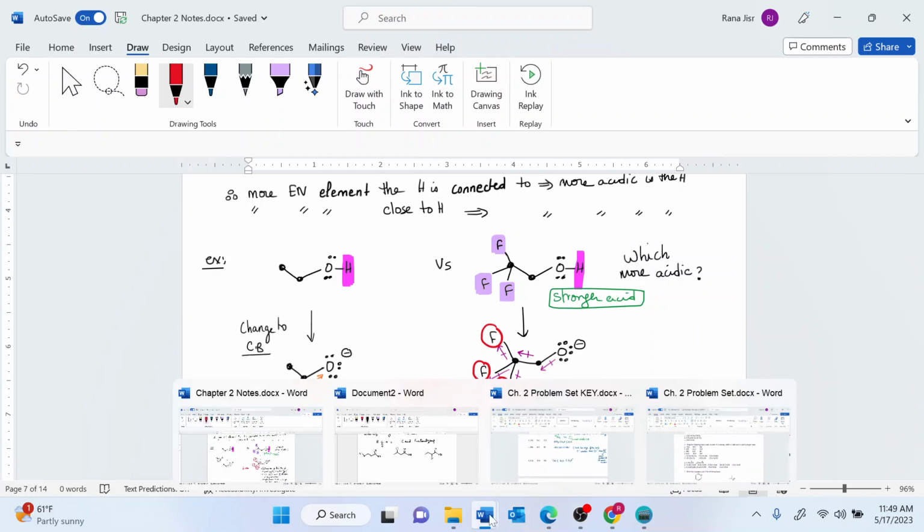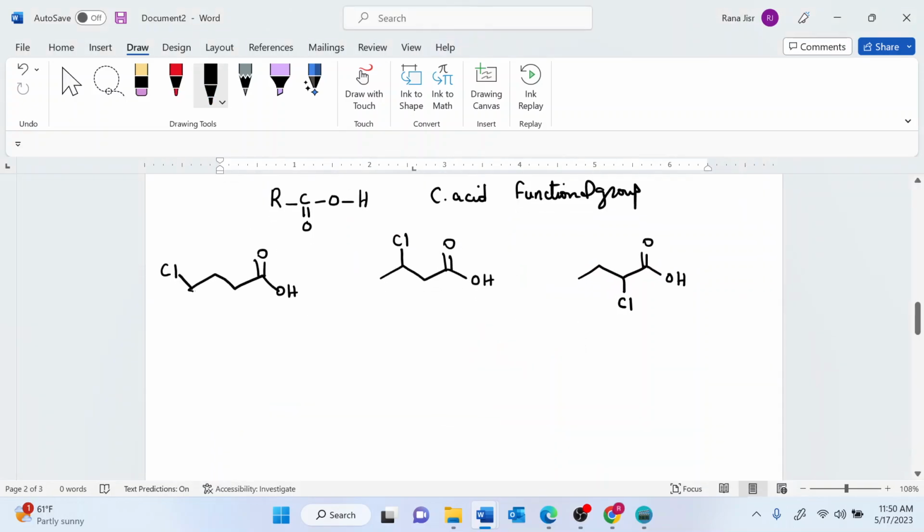Let's have another example. This other example has an acid functional group. This is called a carboxylic acid functional group. You don't have to worry about the naming now because we will talk about the naming as we proceed in chapter 3. So this is the carboxylic acid functional group. And the acidic hydrogen is this hydrogen because it is connected to the oxygen. And I have three structures here. All of these structures are made up of the same number of carbons. So I have 4 carbons in each one of them.